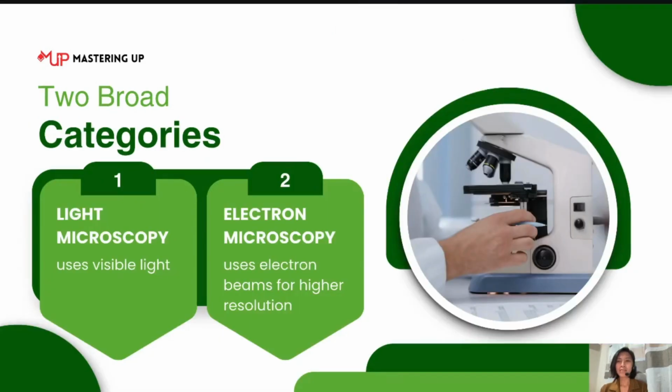There are two main types of microscopes we're going to look at today: light microscopes and electron microscopes. Both types help us see different things, but they use different technologies. Let's start with light microscopes.